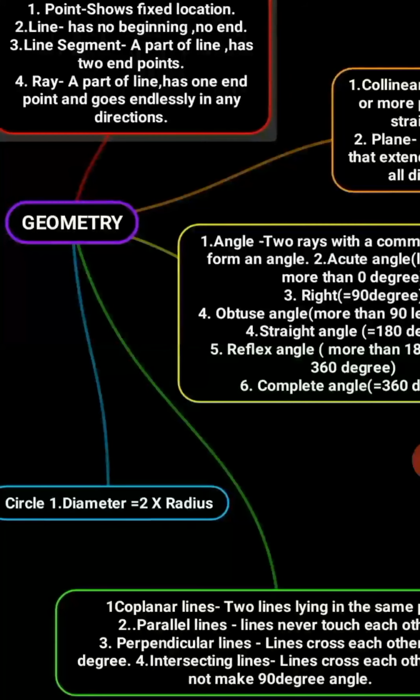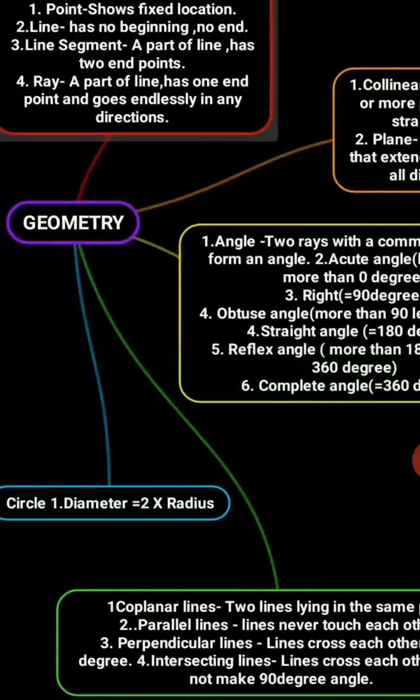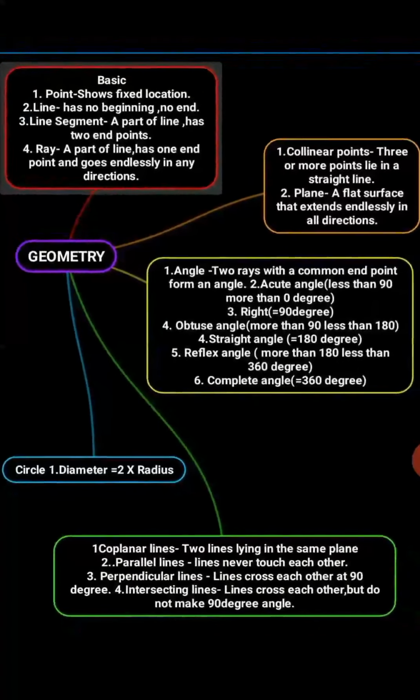Next, in this video you have seen circle and parts of the circle. So the relationship between diameter and radius of the circle: diameter of the circle is always double the radius of the circle.